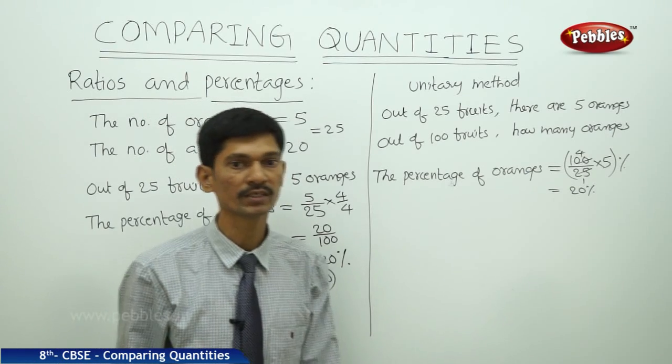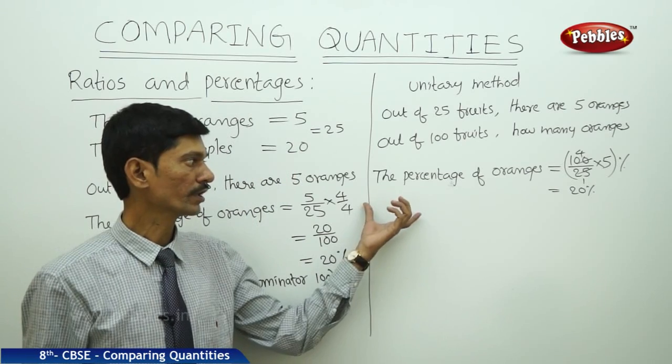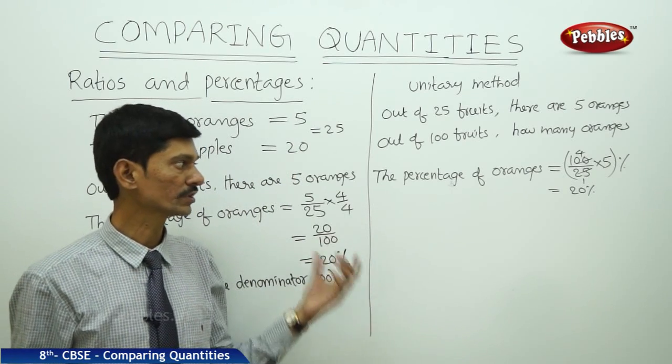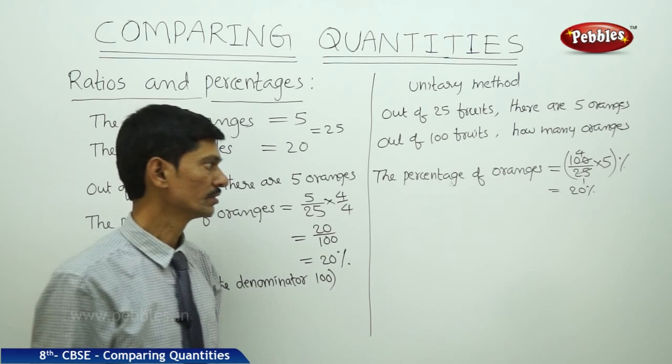Now let us find how many oranges are there, means how much percentage of oranges are present in the basket.